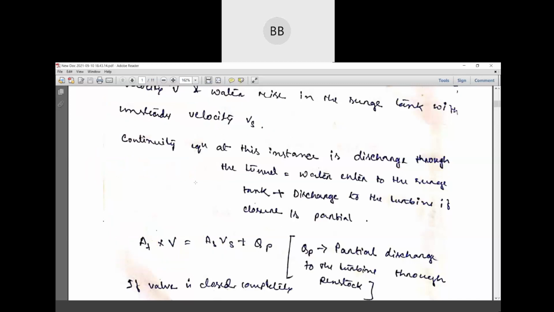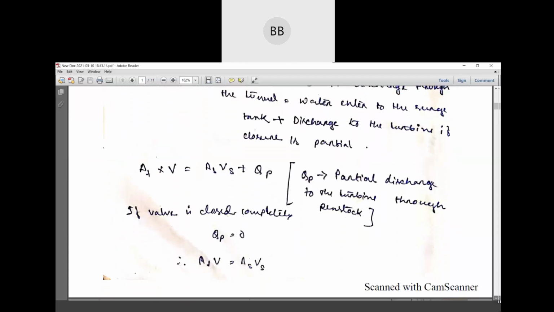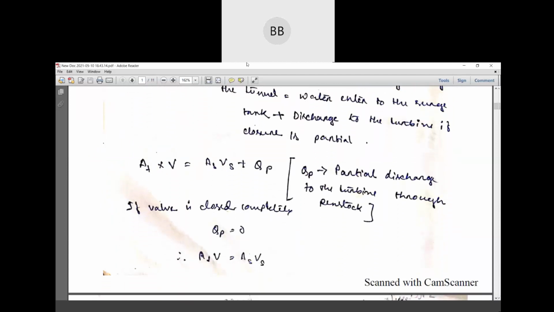So in the next line you can write: if the valve is closed completely, QP will be 0. And this equation will be area of tunnel into unsteady velocity is equal to area of surge tank multiplied by unsteady velocity in the surge tank, V suffix s.